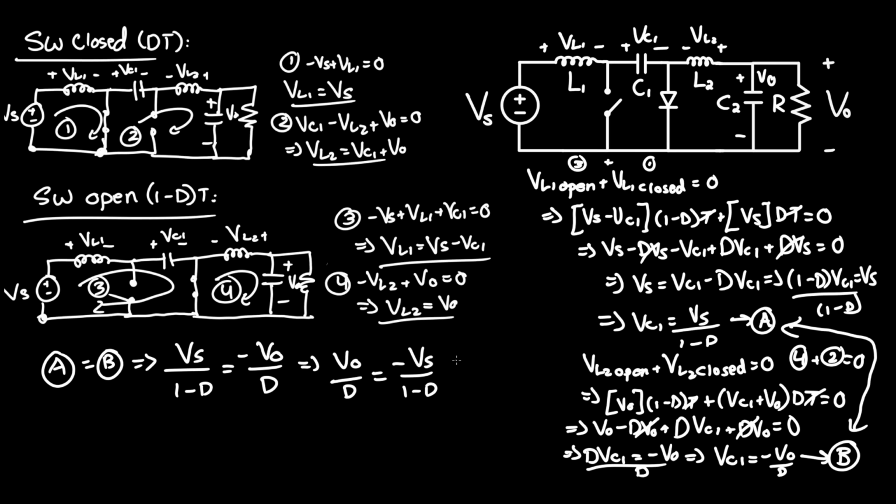And you can see we're almost done because the output voltage will be inverted from the input voltage, which is a characteristic of this DC-DC converter. And the last step is to multiply both sides by d, which would give us our final answer of VO equals negative d over 1 minus d Vs.